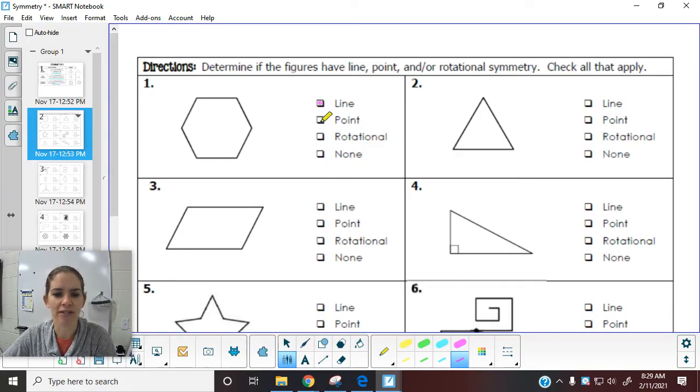Point, remember, point means it looks the same upside down. So if you were to spin that upside down, it does look the same. So we would have that. And again, as soon as we have point, we automatically have rotational. So we are good there.